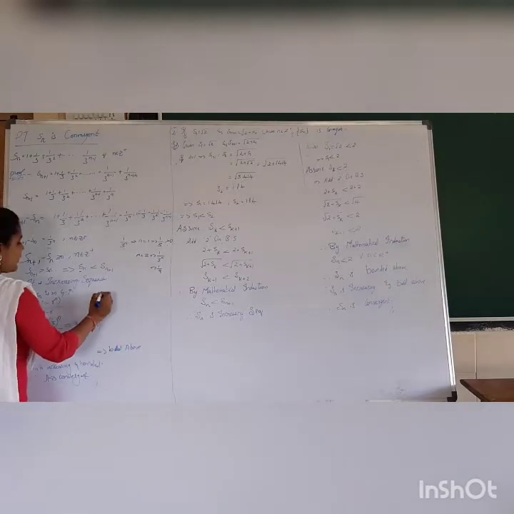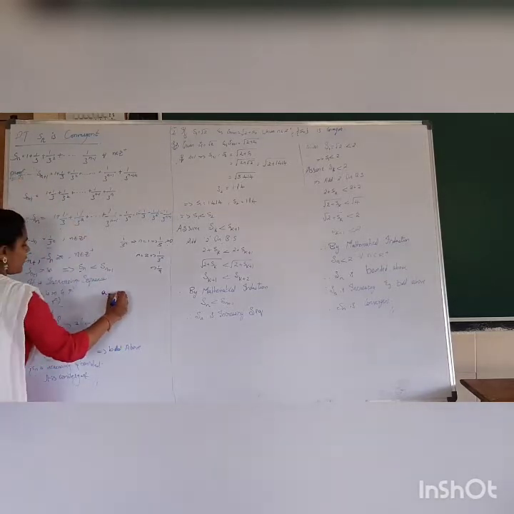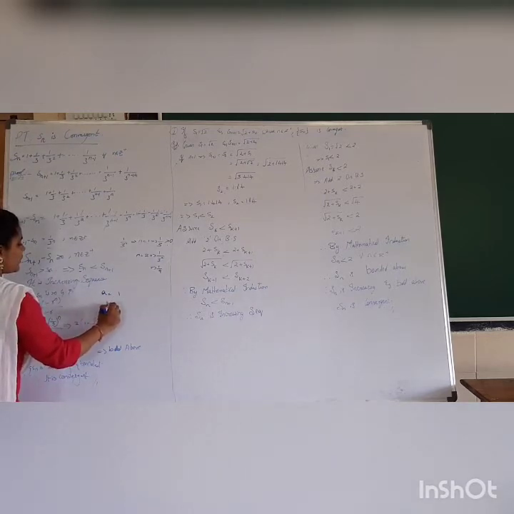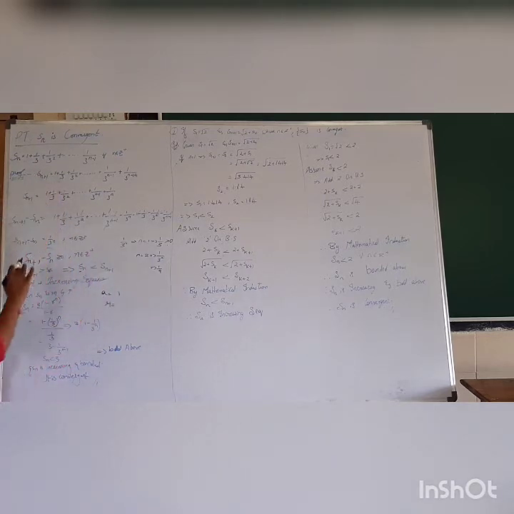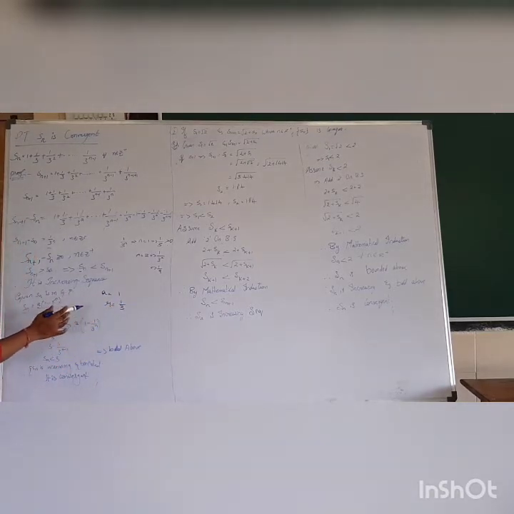Sn equals a into 1 minus r power n by 1 minus r. Here a is nothing but the first value of the series. Here the first value is 1. So a value will be 1 and r is nothing but the common ratio. You can say the common ratio or you can say the difference. So it will be 1 by 3. Here a value is 1 and r value is 1 by 3.